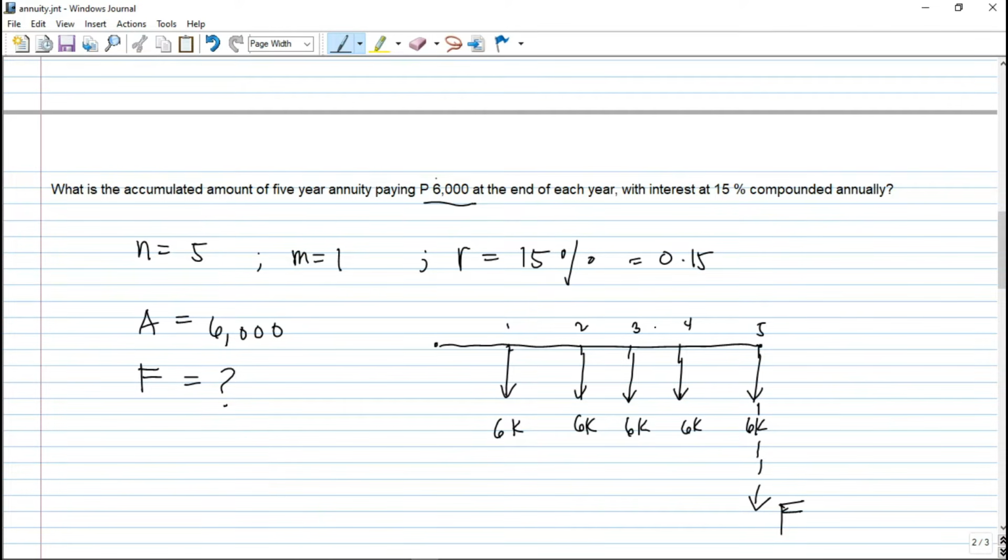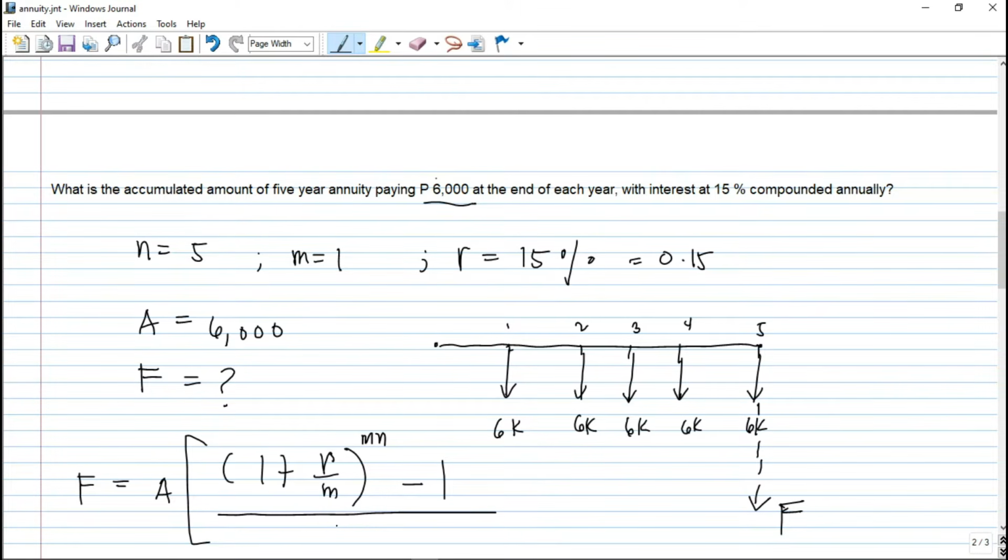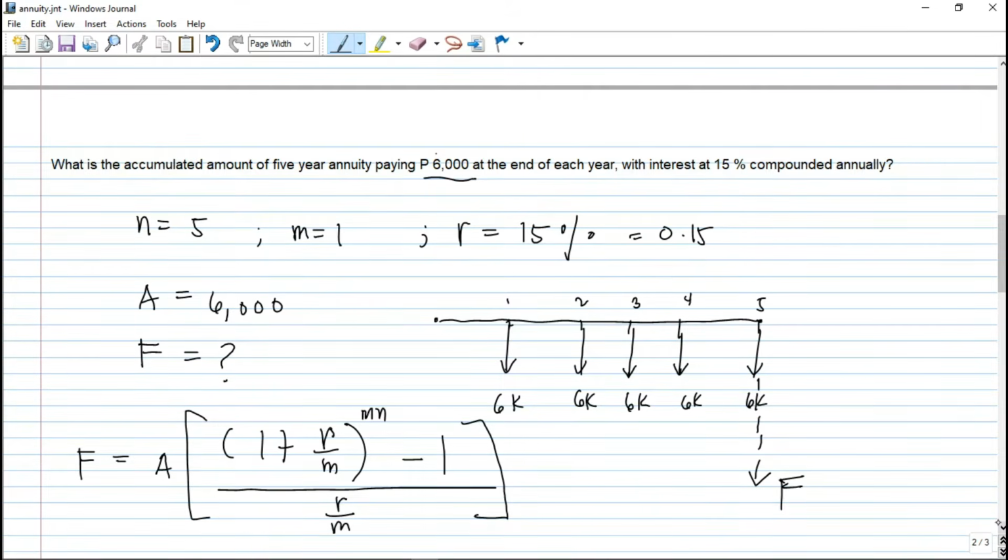Okay? So, using the formula, you have here F equals A times 1 plus R over M. This is the revised one. This is what we will always use so that we don't make a mistake. So, 1 plus R over M raised to Mn, minus 1, all over R over M. So, this is the formula for your future cost.